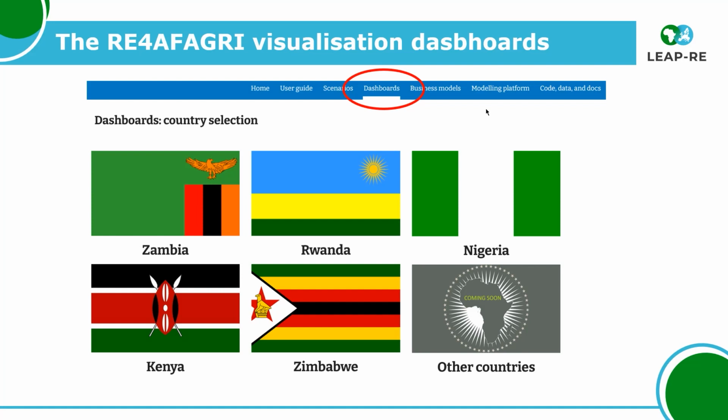Once accessing the RE4AFAGRi.Africa website, one can navigate to the dashboards webpage, where a number of countries are already available to be used. As you can see, there has been focus on 5 country studies as part of our RE4AFAGRi project: Zambia, Rwanda, Nigeria, Kenya, and Zimbabwe. However, work is being carried out and will be extensively carried out with the collaboration of the broader scientific community to expand the framework and the platform onto other countries.